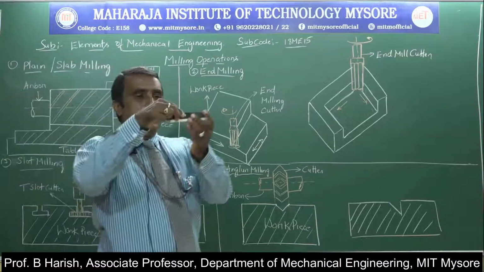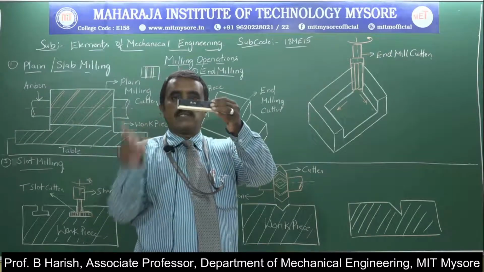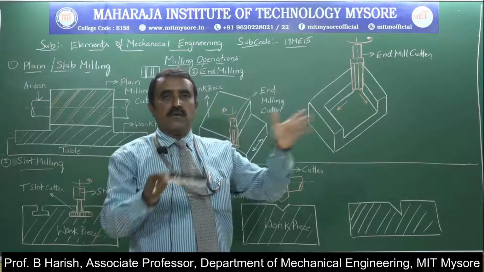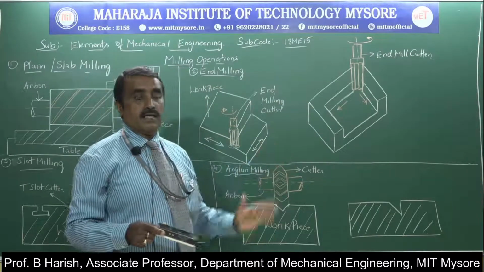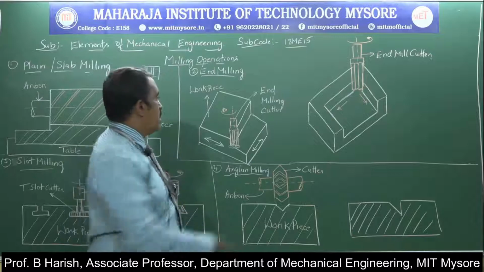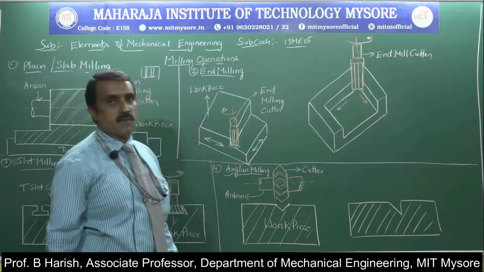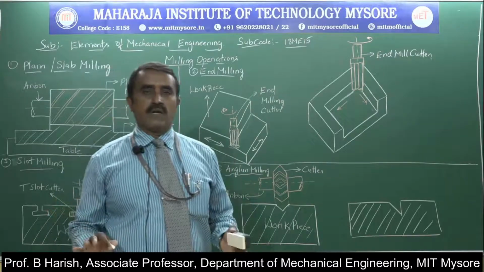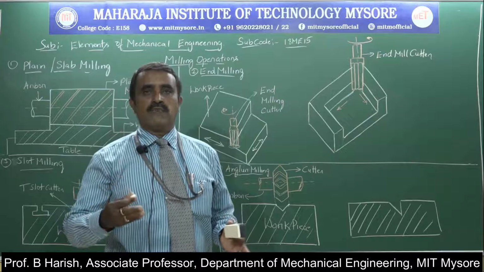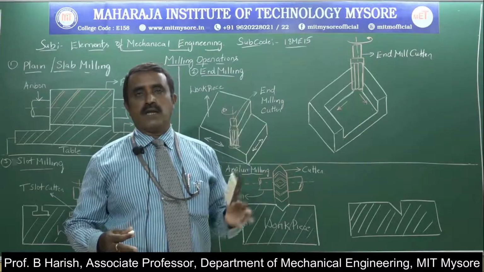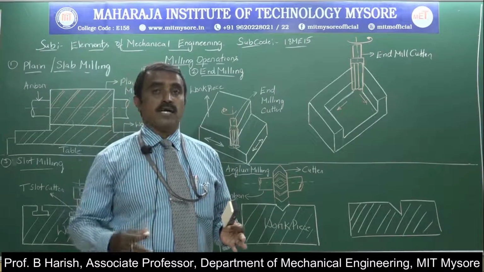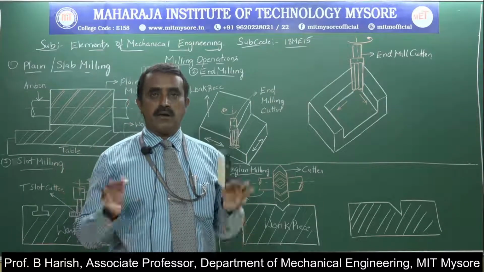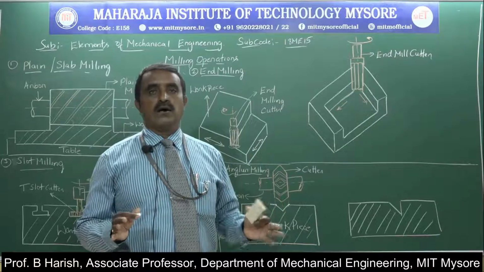Now if this is the job, in plane milling the horizontal surface is machined, whereas for machining these vertical surfaces we can go for end milling. Here is how the operation is performed. In all cases one thing is common: the workpiece is fixed on the table and the tool is fixed. If it is a vertical spindle, it is fixed to the vertical spindle. If it is a horizontal spindle, it is fixed on an arbor. This is common in all milling operations.